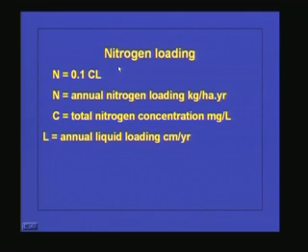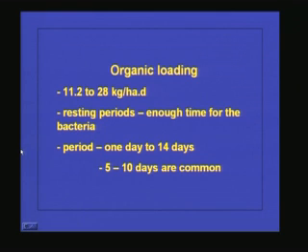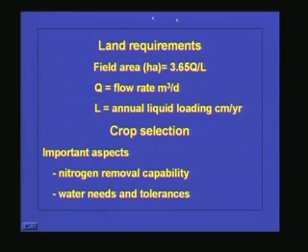Similarly, phosphorus also we can calculate, the extent of phosphorus we can give. And this is the organic loading. The recommended organic loading is 11.2 to 28 kilograms per hectare per day. Based upon the organic loading, we can find out the land requirement, the field area required, which is equal to 3.65 Q by L, where Q is the flow rate in meter cube per day and L is the annual liquid loading in centimeters per year, and the field area we will get in hectares.